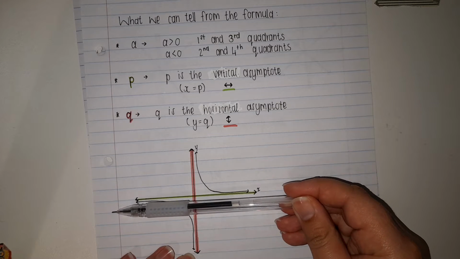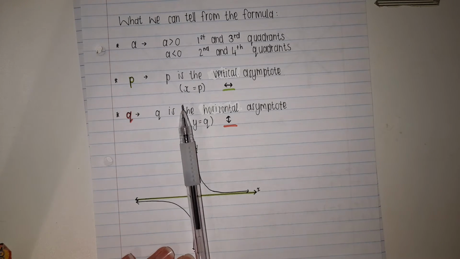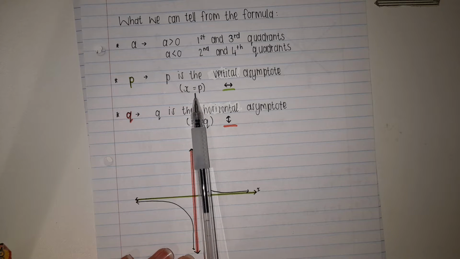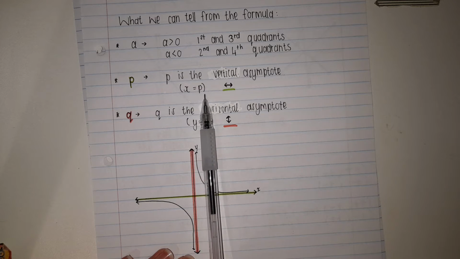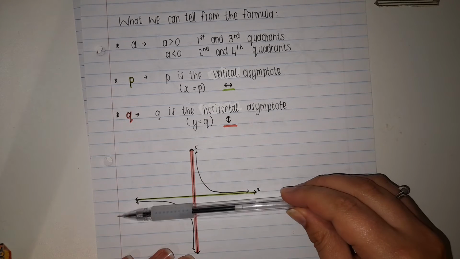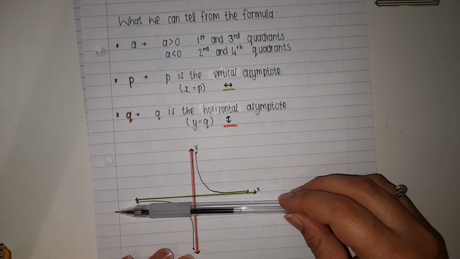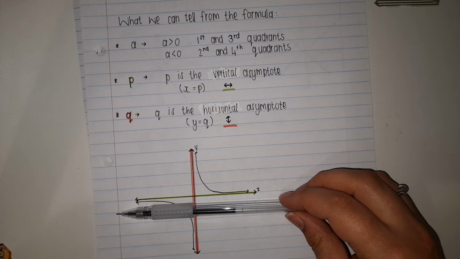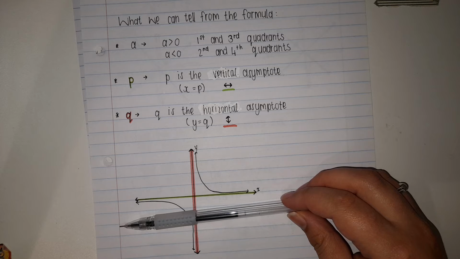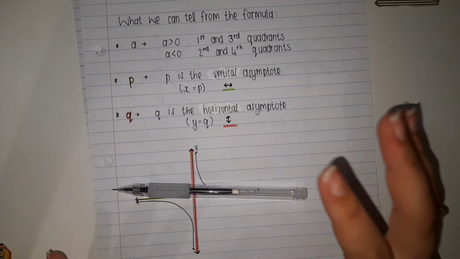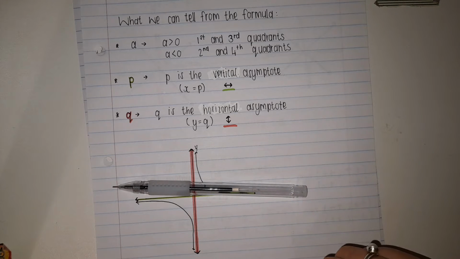So again, P, my vertical asymptote, like I said, x equals P. If they ask you, what is the equation for my vertical asymptote, you're going to say x is equal to P. So whatever P is, you're going to equal it to that. Q is my horizontal asymptote, y equals Q. So whatever Q is equal to, you're going to equal that to y, and that is your equation. Now we did a few of these, but remember it. P is my vertical asymptote and Q is my horizontal asymptote.